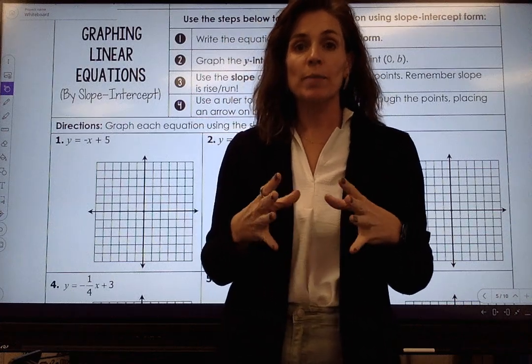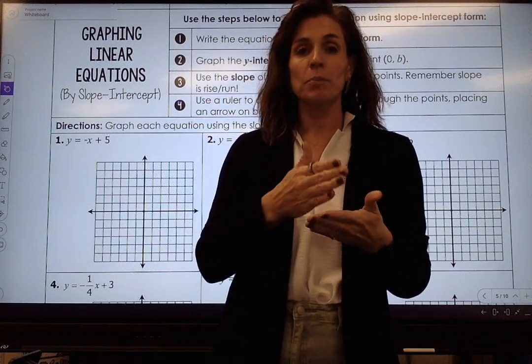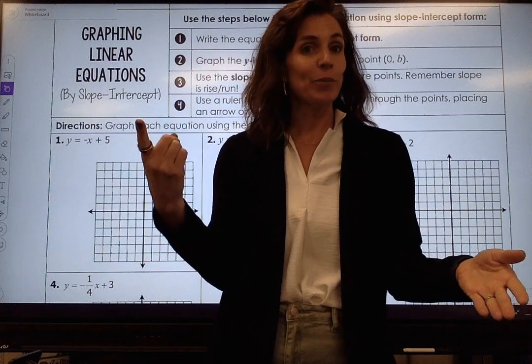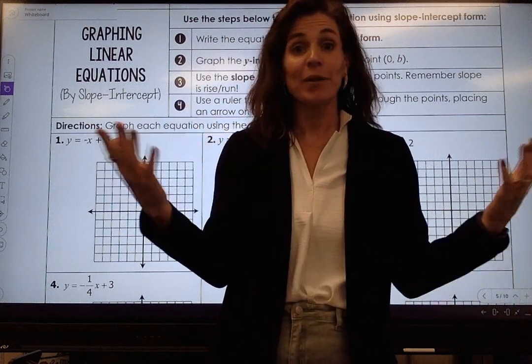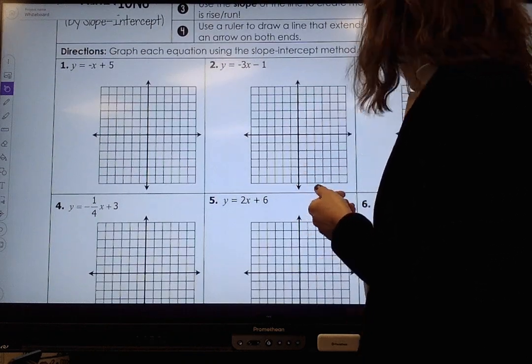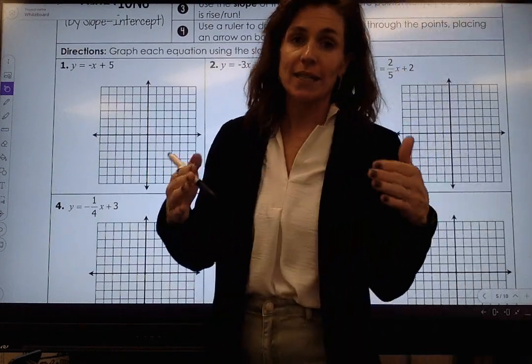In this section, we're going to be graphing linear equations using point, slope, intercept. So remember, you're going to get a slope and you're going to get an intercept, and then we just graph the line. So we're going to look at number 1. I always write to the side what it is.